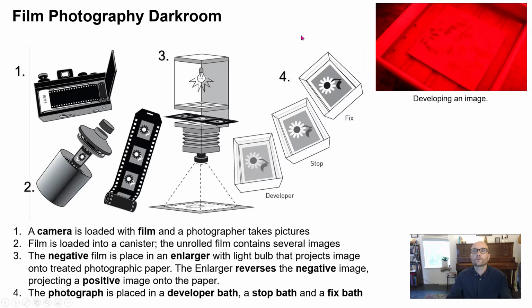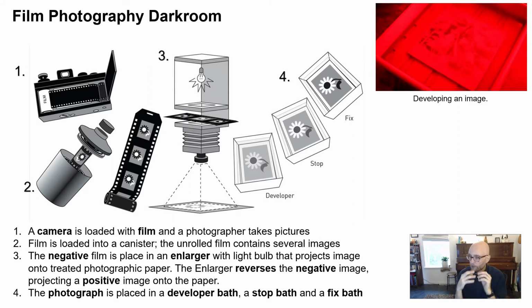And then you dip that into another chemical called the stop, which stops the developing process, and then you put that in what's known as the fixer, or the fix, which freezes the image, which fixes the image to the piece of paper.